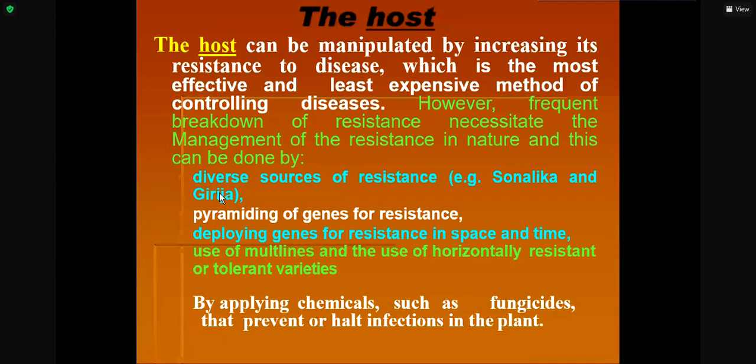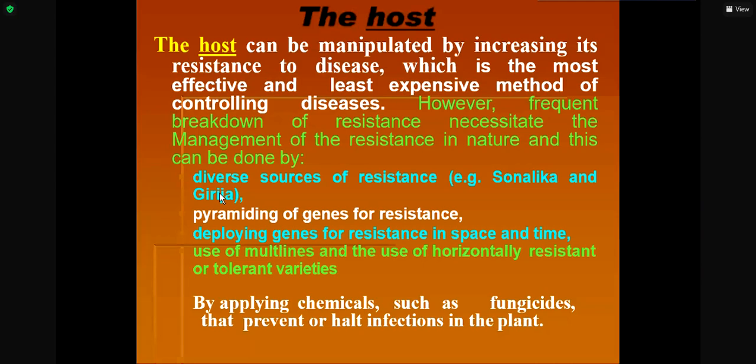So we have to look for the resistant variety. And we can make the plant resistant by a number of ways. You can see here, by diverse sources of resistance. There are several resistant varieties that might be available of the same crop. So we have to cultivate not only the one resistant variety of the same crop, but a number of resistant varieties, if available, in the field. Then we can pyramid the genes for resistance, that is accumulation of several resistant genes in the same plant.